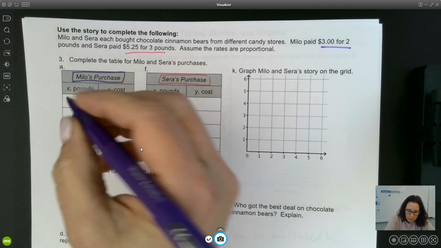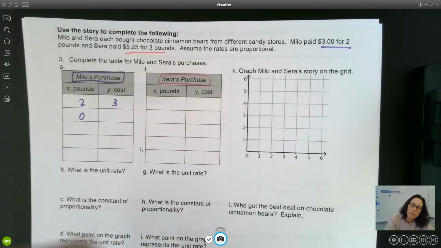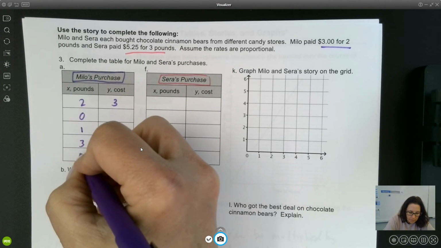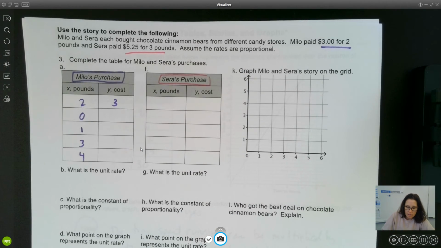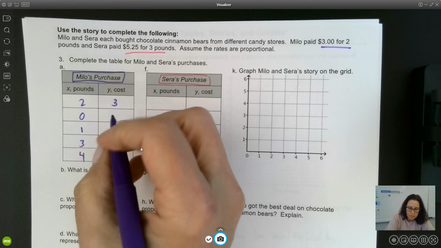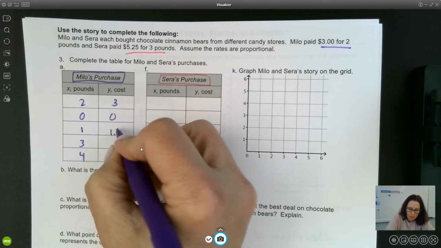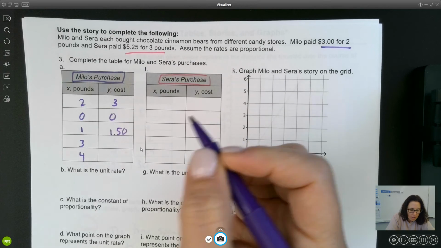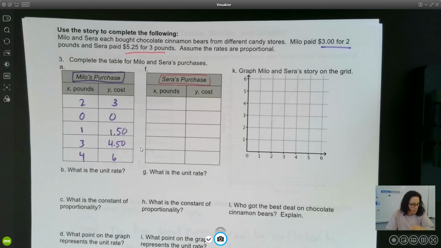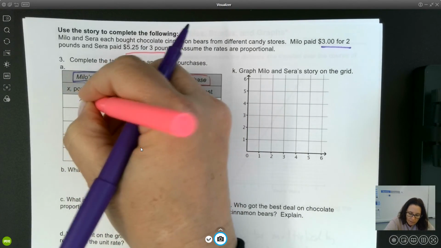Okay, let's think about 0 pounds. And this doesn't have to be in order. The last page, they all seem to be in order. I'm going to kind of look at it like this. If 2 pounds is $3, 0 pounds wouldn't cost anything. 1 pound would be $1.50. 3 pounds would be $4.50, and 4 pounds would be $6. So I multiplied these by 1.5.